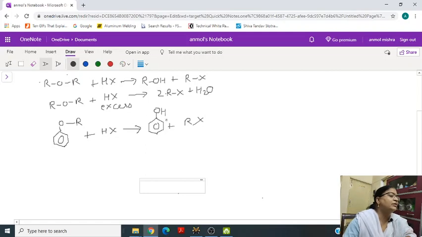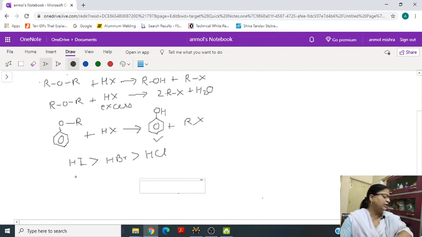In the case of aryl alkyl ether, always phenol is formed because of the more stable aryl oxygen bond. Now the order of reactivity of hydrogen halides is hydrogen iodide is greater than HBr is greater than HCl, and this series is almost the same for every compound. The reactivity of HI is always greater than HBr and then HCl.